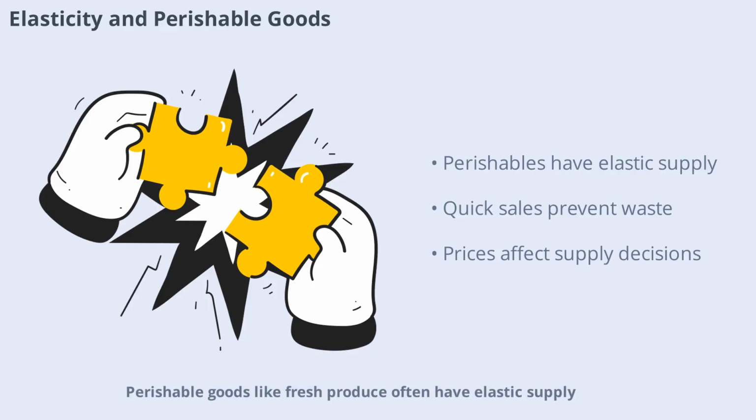Perishable goods like fresh produce often have elastic supply because sellers need to move inventory quickly before it spoils. If prices drop, they may sell more to avoid waste. This dynamic affects how markets for food and other perishables operate.